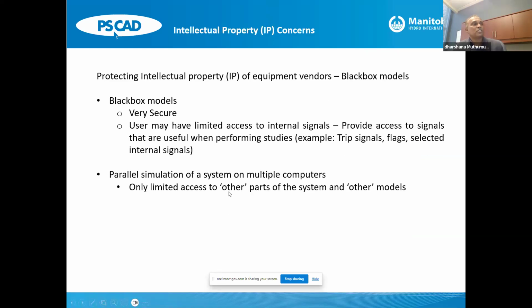When you get the models from a vendor, there are intellectual property concerns. I will list it here, but I won't elaborate on it. What I want to say is, if you get the models from reputed vendors, the black box models that they provide are generally very reliable and accurate representations of their actual plant design.